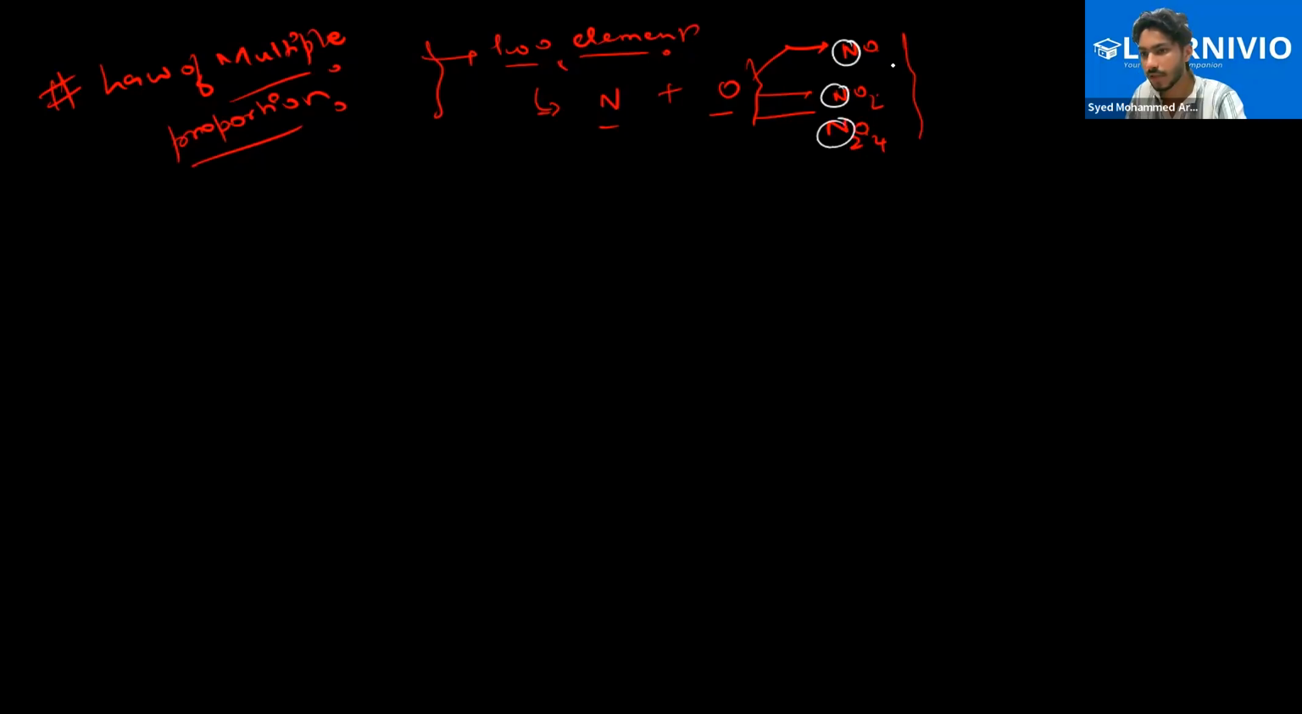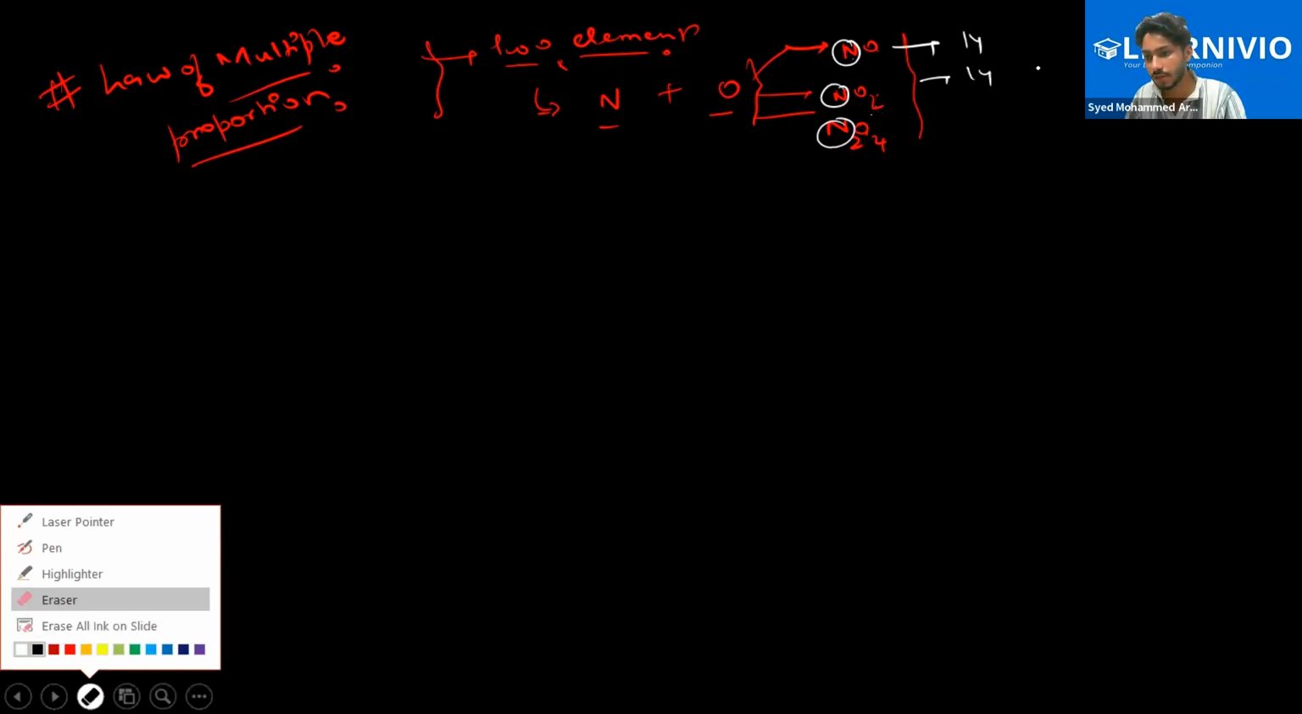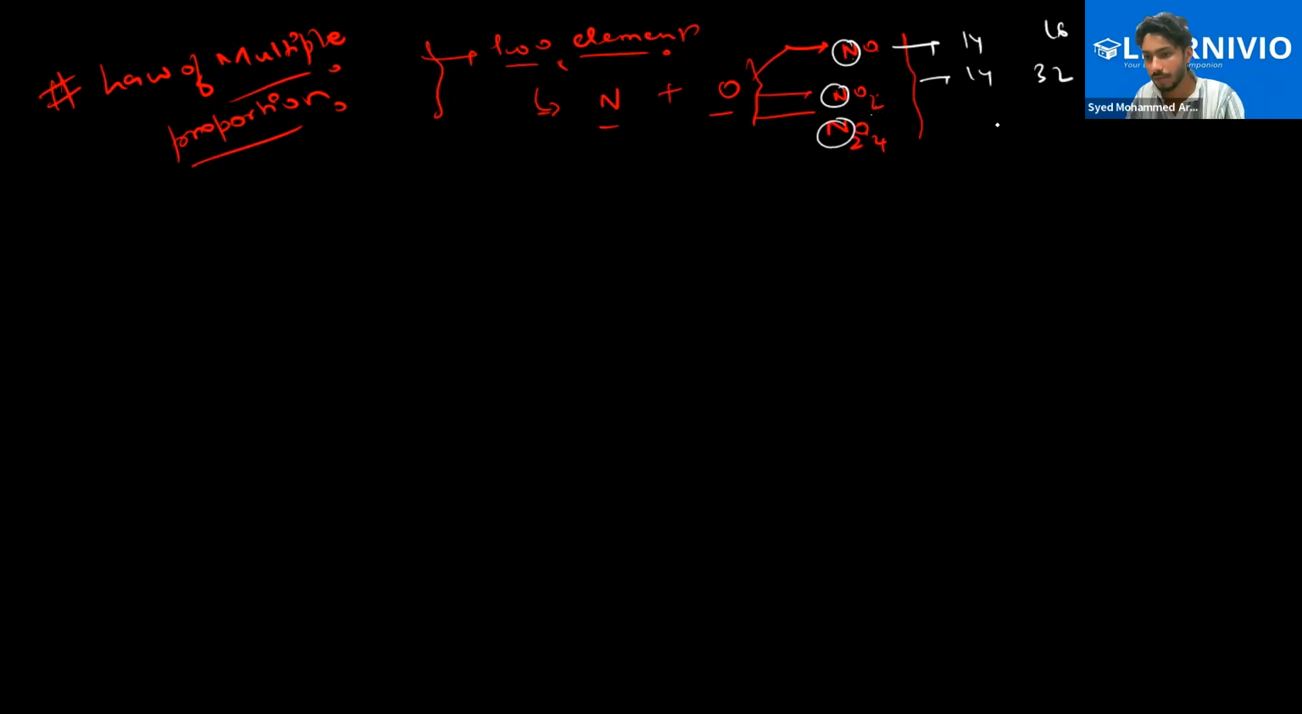What is the fixed mass? If I write the masses, the mass of nitrogen is 14 and the mass of oxygen is 16. Here the mass of nitrogen is 14 and the mass of oxygen, two atoms are there, 16 and 16. It comes up to 32, not 36, 32. Here I am having 28 because two atoms of nitrogen are there, and four oxygen would be 64.